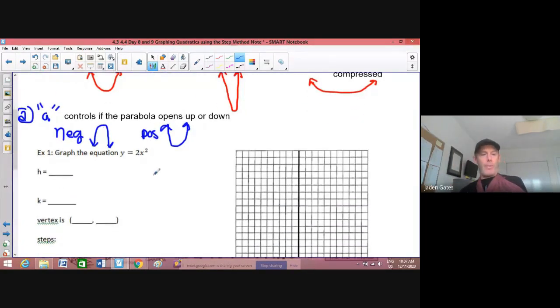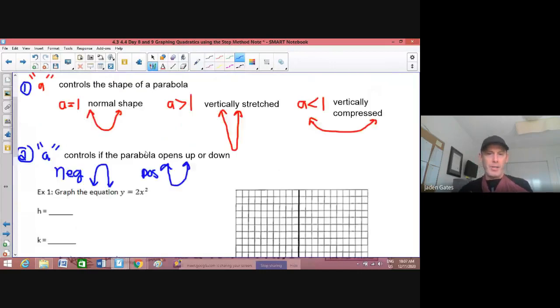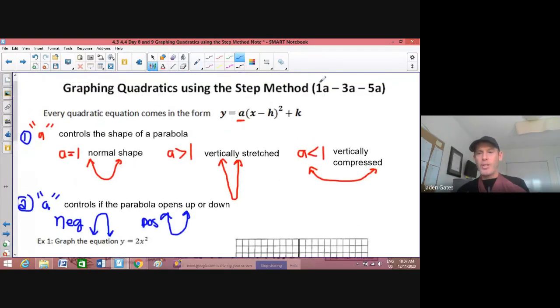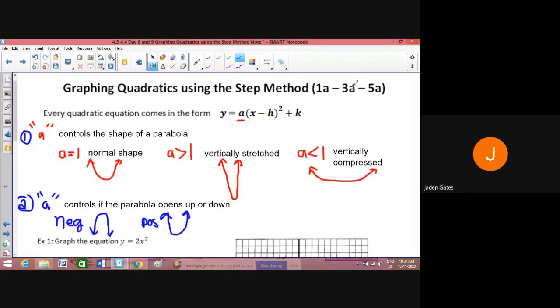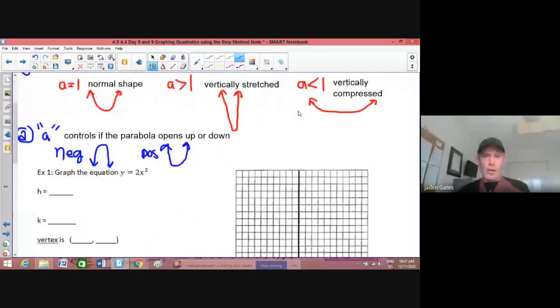All right, now I'm going to explain how it affects, because here's what's going to happen. Our steps are going to change. Our steps are not always 1, 3, 5. They were last class because A was always 1. And that's why we always had a normal shape. Our parabola always opened up, and our steps were always 1, 3, 5. But now we're going to take our steps and multiply them by A. All right, so here we go.